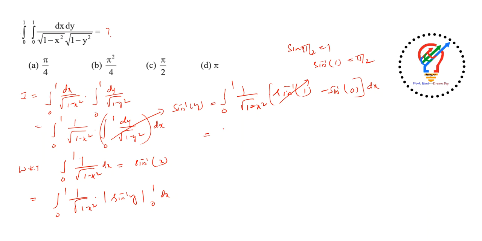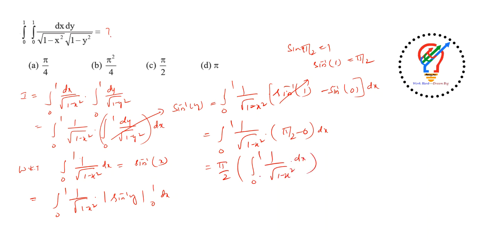So simply I'll write the integration from 0 to 1 of 1 by square root of 1 minus x square into pi by 2 minus 0 into dx. I'll take pi by 2 as common. So pi by 2, again the integration from 0 to 1 of 1 by square root of 1 minus x square into dx. If you solve this with the same process, it is pi by 2 into the integration from 0 to 1 giving sine inverse of x, with the same formula.